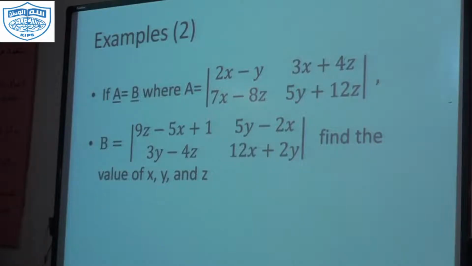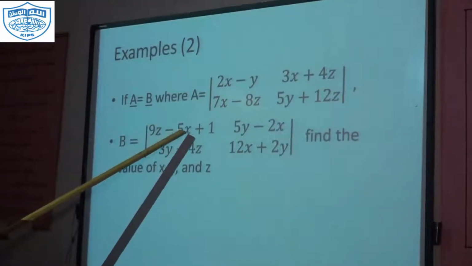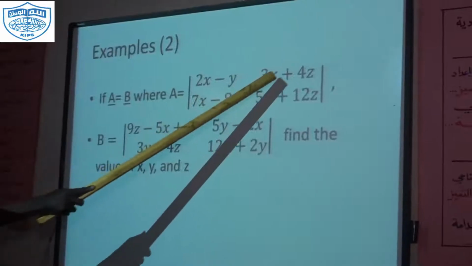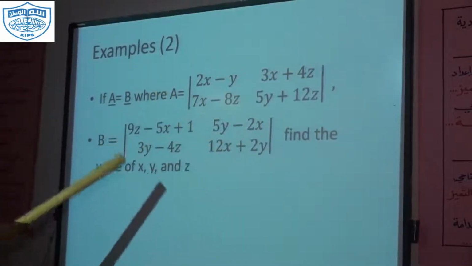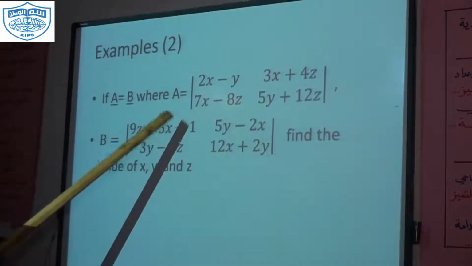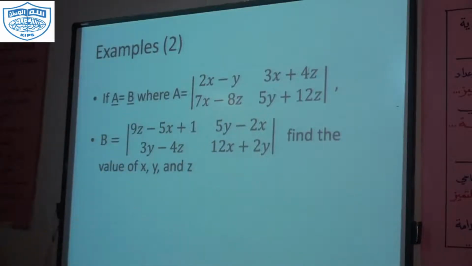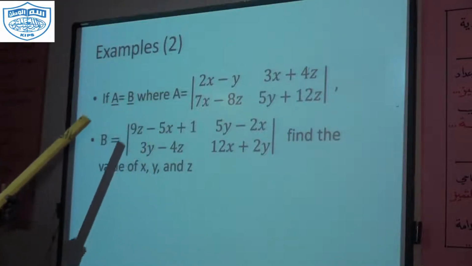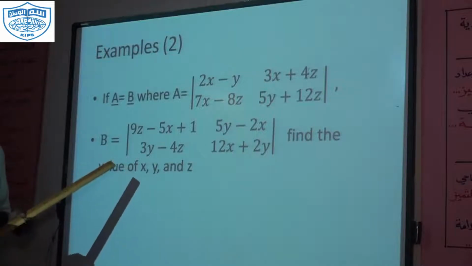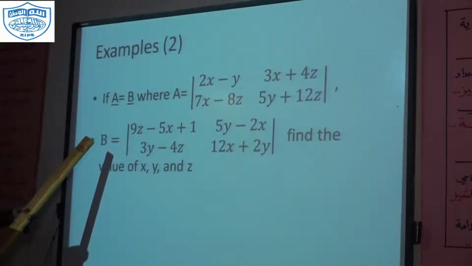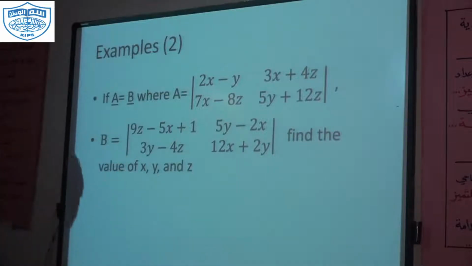First of all, since A has dimension 2 by 2 and B has dimension 2 by 2, the corresponding values are equal. It means that 2x minus y equals 9z minus 5x plus 1. 3x plus 4z equals 5y minus 2x. 3y minus 4z equals 6x minus 8z. 5y plus 12z equals 12x plus 2y. So we made 4 equations from the corresponding 4 elements. By using simultaneous equations, we change these values to equations, and after that we solve these equations.